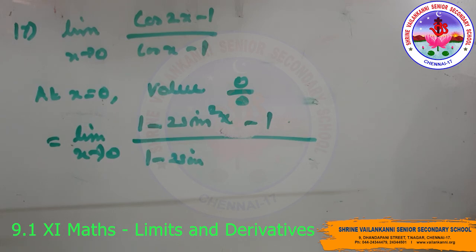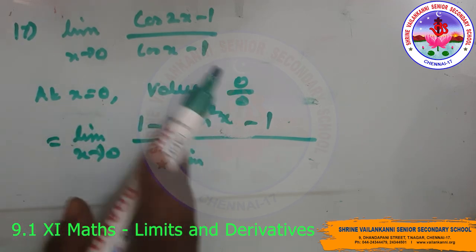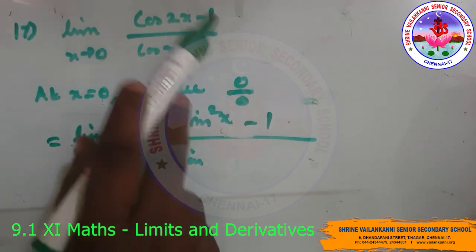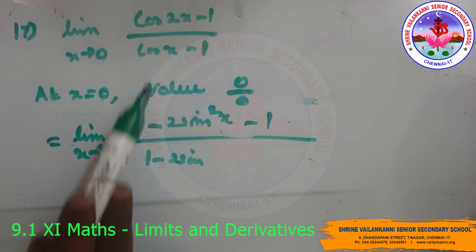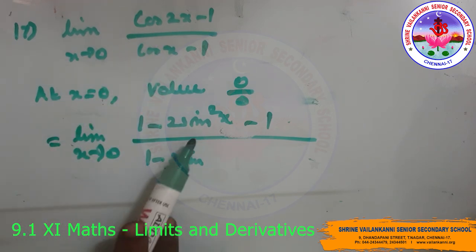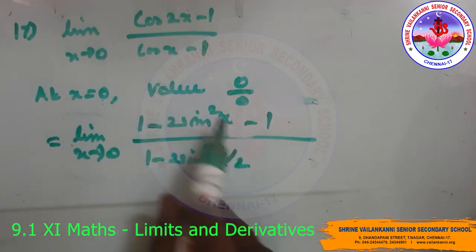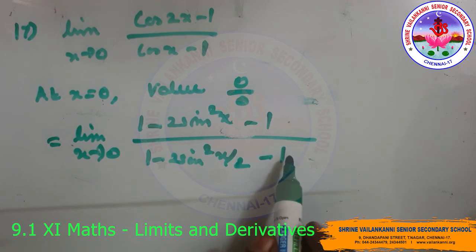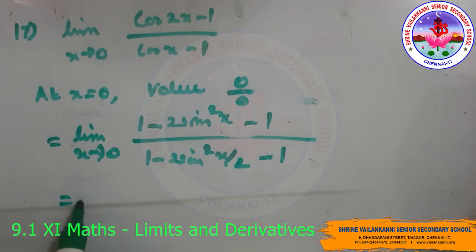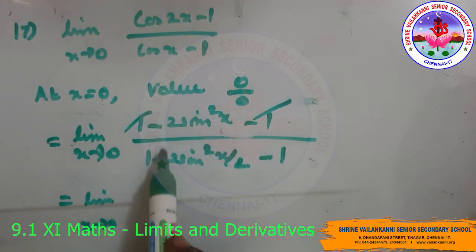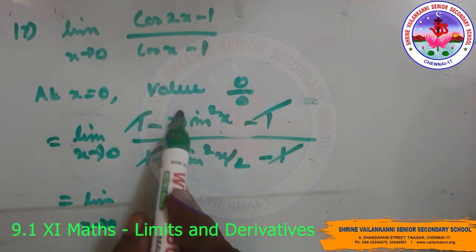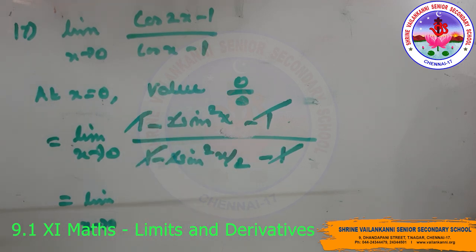17th question, limit x tends to 0 cos 2x minus 1 by cos x minus 1. At x equal to 0, we get the value as 0 by 0. So we are writing this limit as limit x tends to 0. Cos 2x is 1 minus 2 sin square x, minus 1, by cos x is 1 minus 2 sin square x by 2, minus 1. So half angle formula, then which is equal to limit x tends to 0. This 2 will get cancelled. Negative sign will also get cancelled.